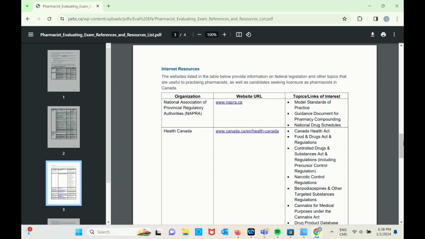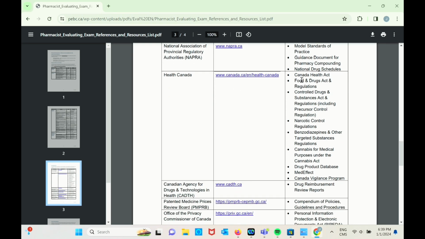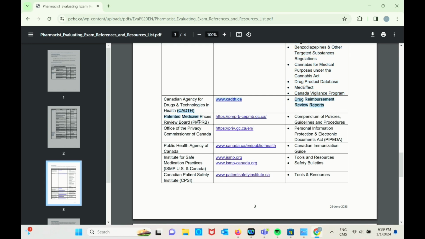These are the federal organizations that you want to be aware of. You might receive questions from these organizations based on the topics. So I'll show you which is important. The national drug schedules under the NAPRA is very important, and all the acts under Health Canada are very, very important. You might receive repeated questions from Health Canada. And CADTH, PRB, these are repeated questions as well. So you can just go through that as well.